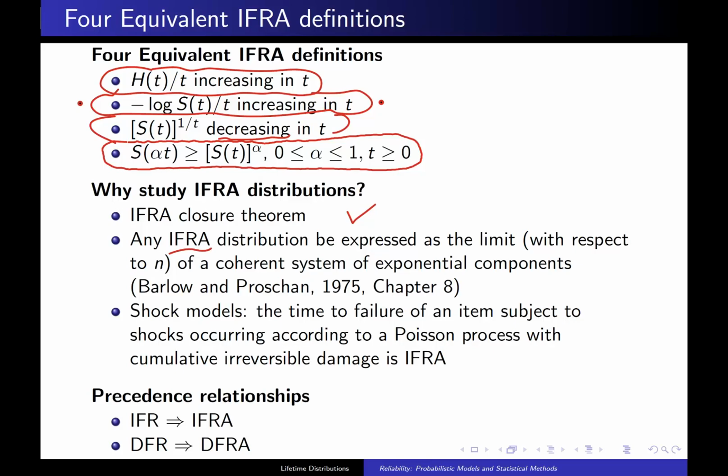Finally, a third reason that IFRA distributions are of interest is shock models. And that says the time to failure of an item subject to shocks occurring according to a Poisson process with cumulative irreversible damage is in the IFRA class. So before we look at shock models, a couple of precedence relationships. If you are in the IFRA class, then that implies you are also in the IFRA class. If you are in the DFR class, that implies that you are in the DFRA class.